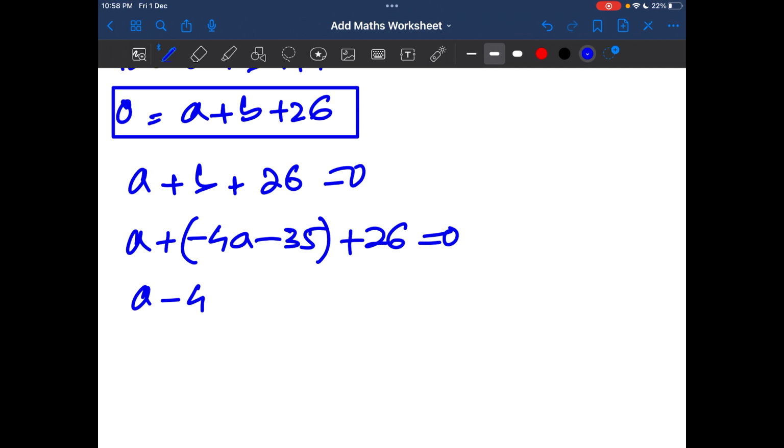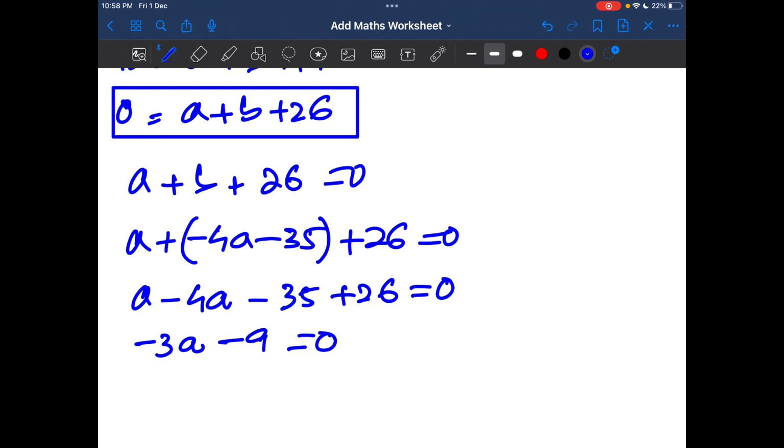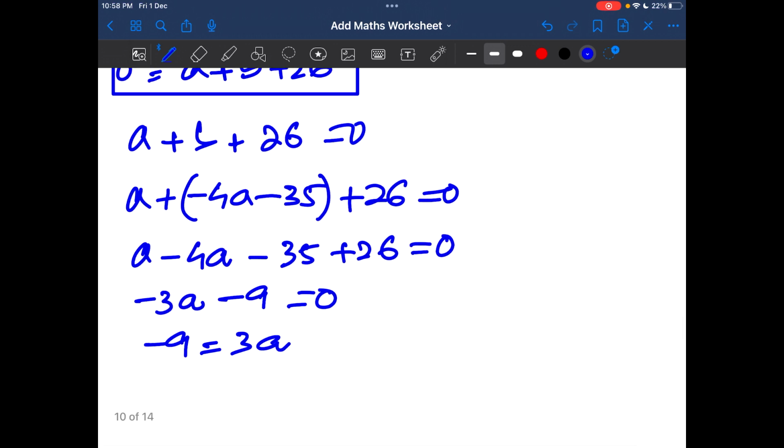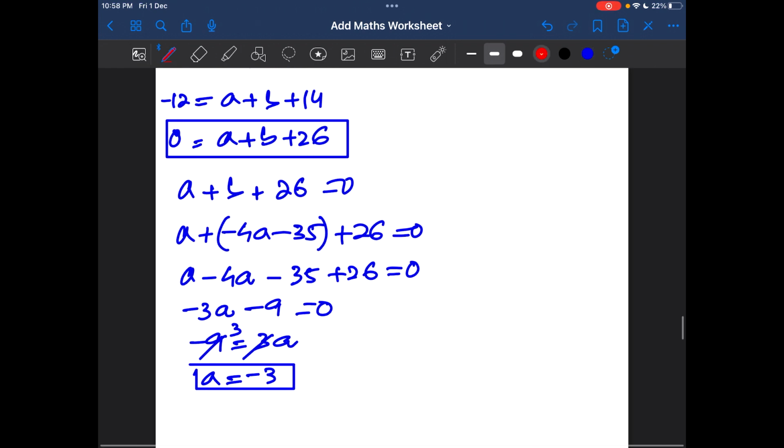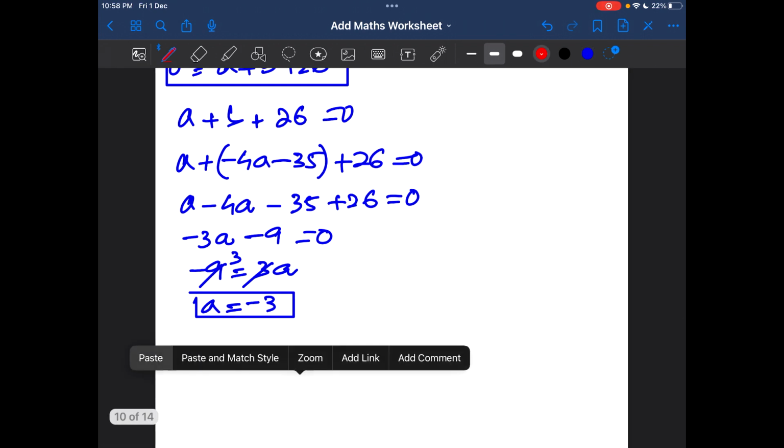So plus minus minus, minus 35 minus 4a. Minus a minus 4a is minus 3a, minus 35 plus 26 is going to be minus 9. If you transfer this value to the right hand side, minus 3a equals 9, cancel it out, and you'll get the value of a equal to minus 3. Once you have the value of a, put it in the equation we just found in the previous step.